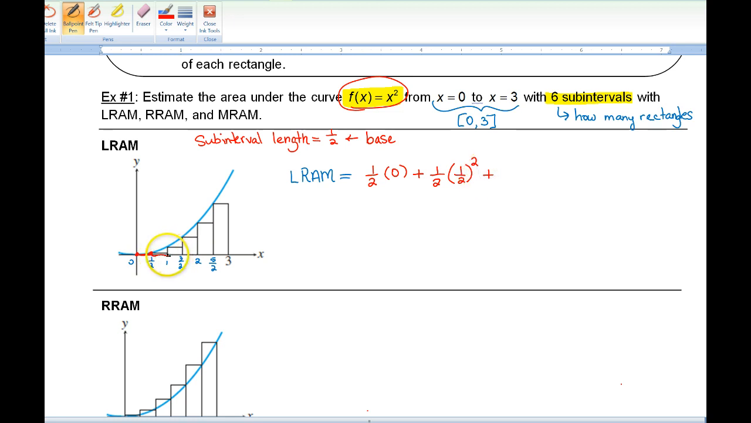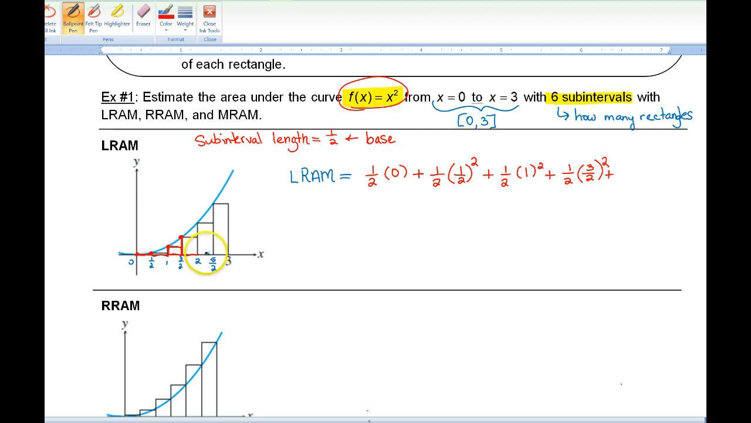The next one goes from 1 to 3/2. Again, the base is still 1/2. They're all the same equal lengths. And we want to see, well, where does 1 hit on the curve here? So plug 1 into x squared, which will just be 1. So we know the height of this rectangle is going to be 1. The next one goes from 3/2 to 2. Again, its base is 1/2, and the height, if we look at the left endpoint, which is at 3/2, the height of that rectangle is going to be 3/2 squared.